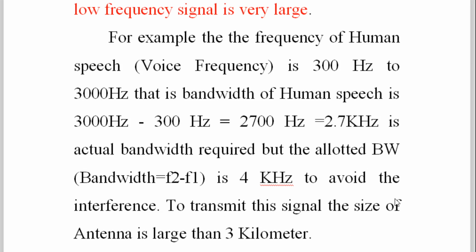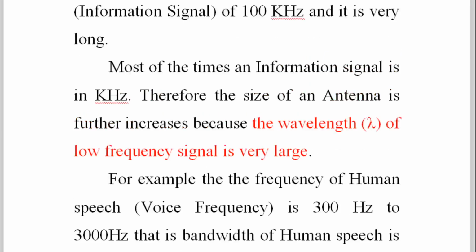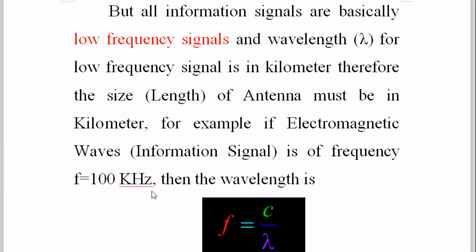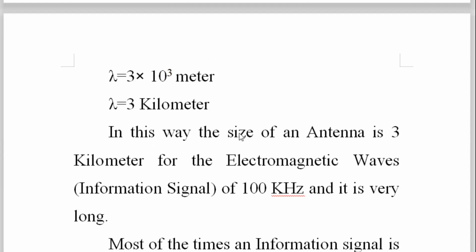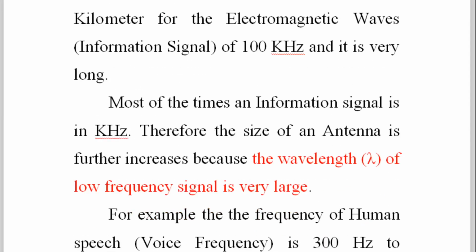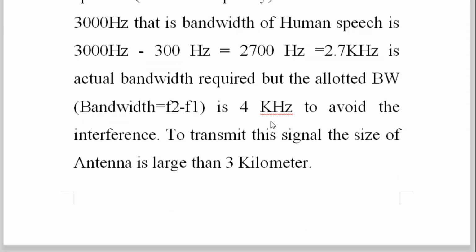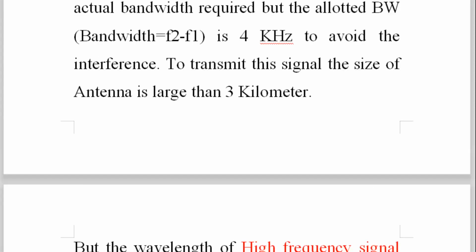Now let us consider transmitting this signal. The size of antenna will be how much? The bandwidth of this signal is 4 kilohertz only. We considered the signal of 100 kilohertz, for which we got lambda equal to 3 kilometer, and that is the size of antenna. Now you can imagine for a signal of 4 kilohertz, the size of antenna is very much larger than 3 kilometer.